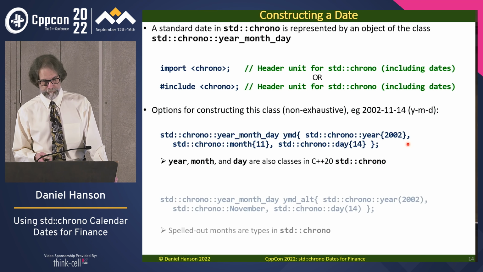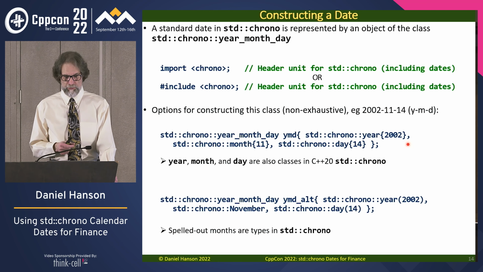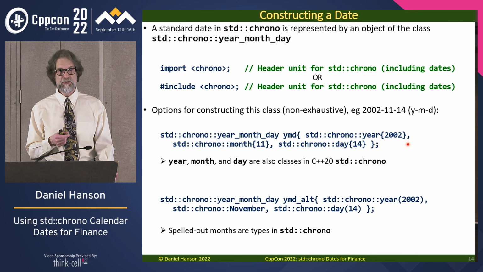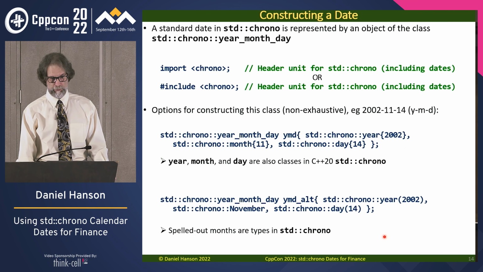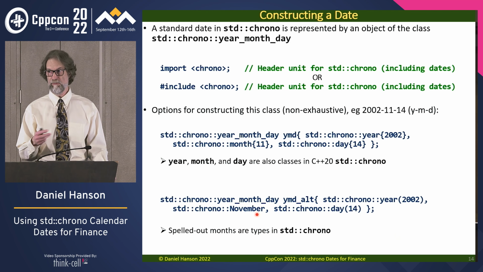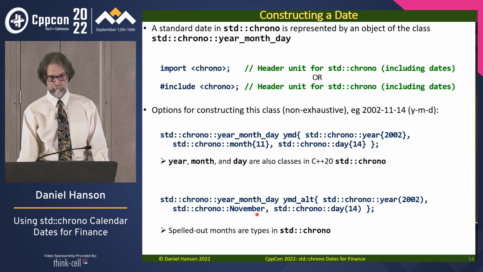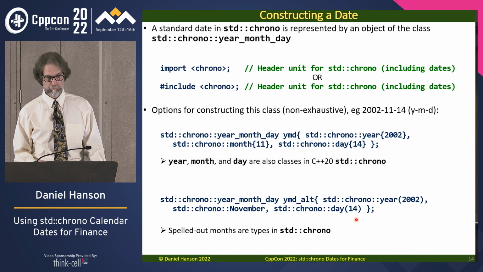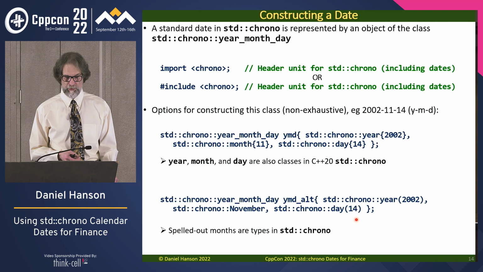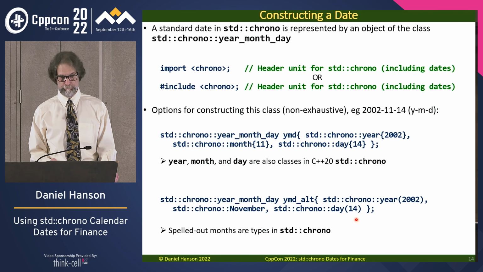Another thing you can do is use written out months, and these are actually types in std::chrono. So you just give it the year as before, but now we can just write November, and then std::chrono::day 14. Of course, in reality, you're not going to be hard coding dates, but it's just for demonstration.